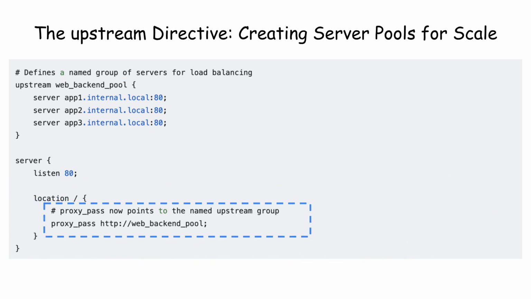This decouples your routing logic from your infrastructure, making it easy to add or remove servers without touching your location blocks. By default, Nginx will distribute incoming requests across all servers in the pool using a round-robin strategy. This simple load balancing dramatically improves your application's capacity and fault tolerance. If one server goes down, Nginx will automatically stop sending traffic to it and distribute requests between the remaining healthy servers.